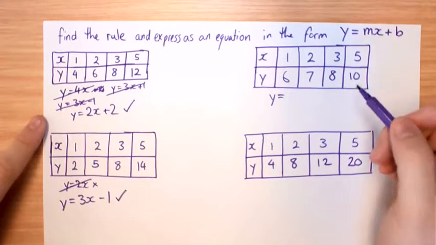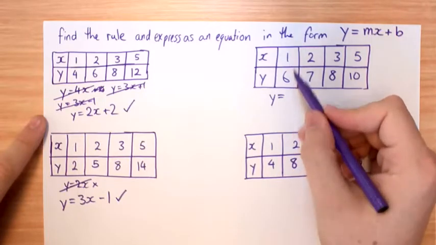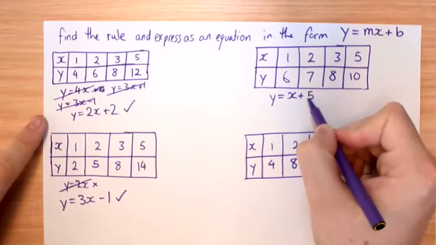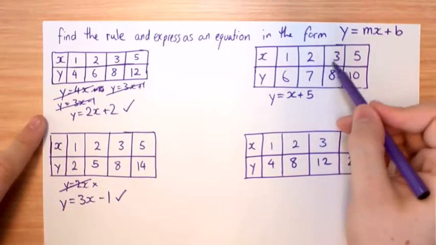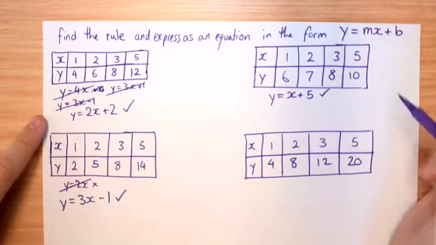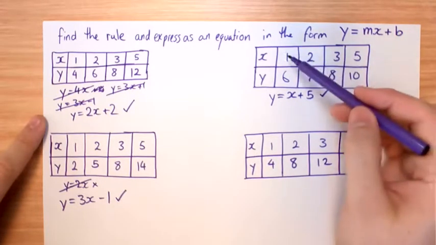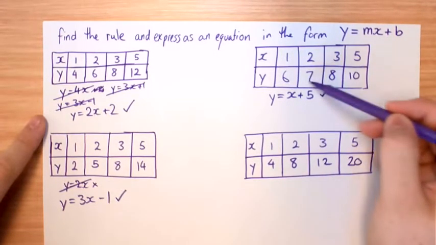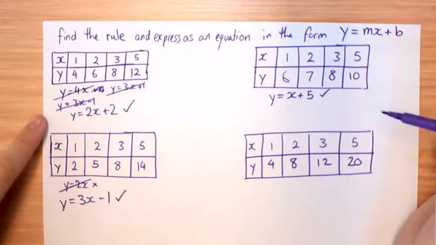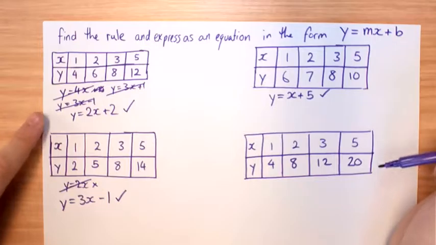Excuse the very long bell. We have to add 5 to get from 1 to 6. So let's try x plus 5. Does that fit for here? 2 plus 5 is 7. 3 plus 5 is 8. 5 plus 5 is 10. Yep, that works. So not only looking at the individual pairs, but also the relationship between these bottom numbers can also give us clues as to what the rule is.